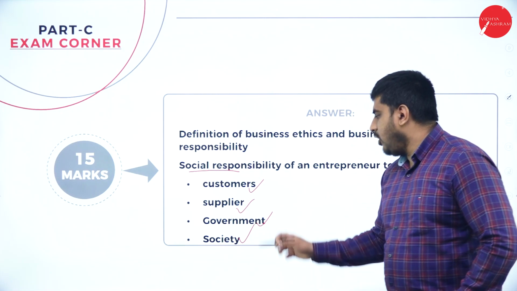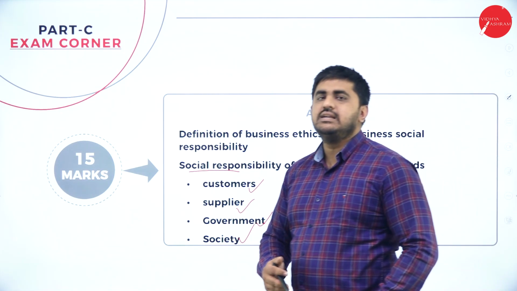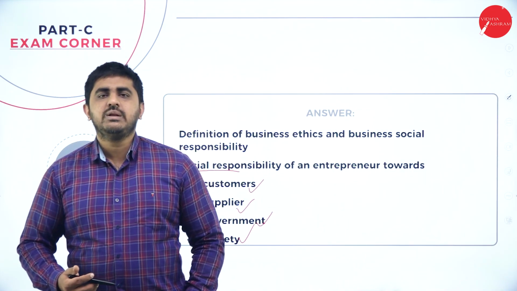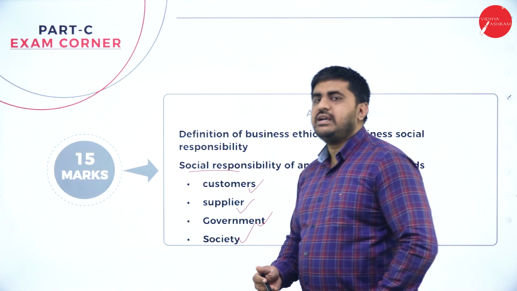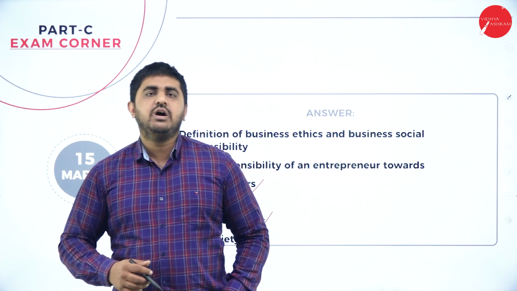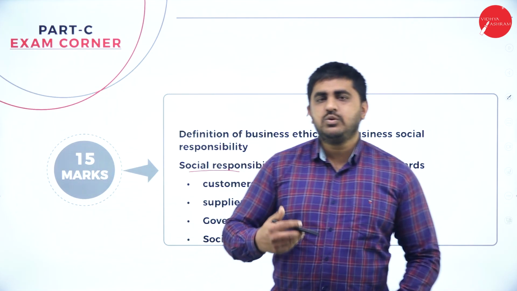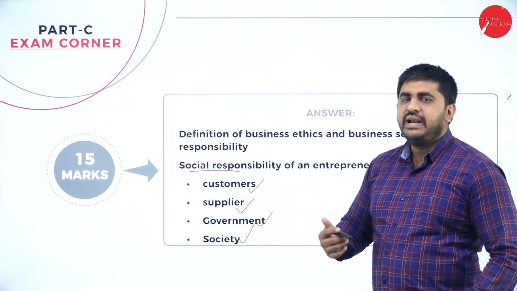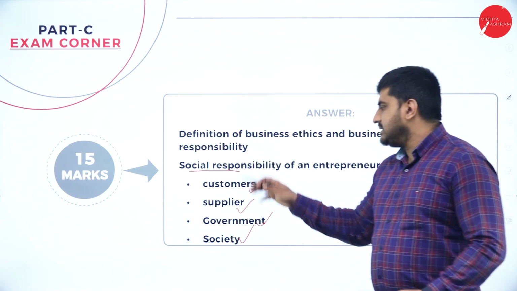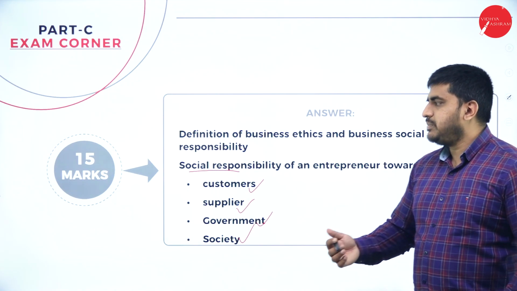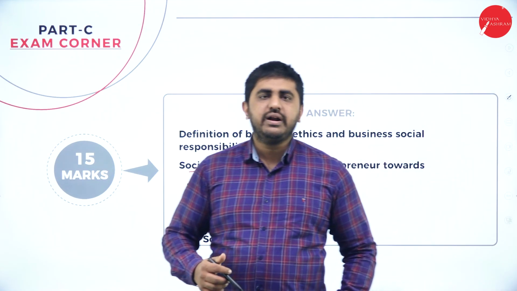That is there. Then government: following rules and regulations, policies of the government, paying tax promptly. Then society: make sure there is no pollution on behalf of the organization towards the society. Try to maintain peace in the society. That is regarding society. So these things, as I have mentioned in the notes, you explain. This is a very important question.